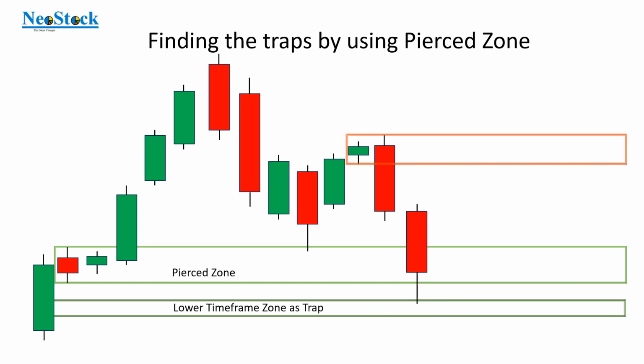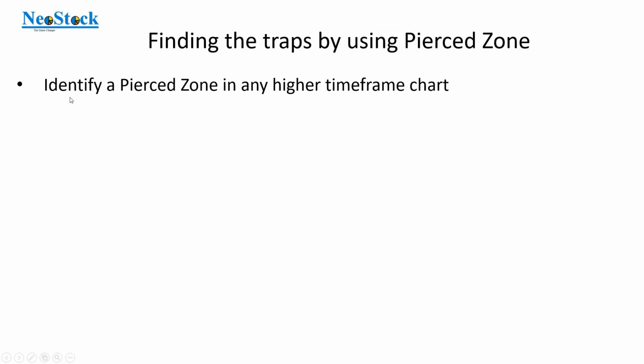That's why the procedure is very simple. Whatever I explained now, I put the same thing in text. First, identify a pierced zone in any higher time frame chart. Here is one important point I have to tell you. Generally, effective higher time frames can be daily, weekly, monthly. Sometimes you can even use 75 minutes. It's better if the 75-minute zones are high liquidity zones, then only use this strategy. High liquidity zones work with bull traps, bear traps, lower time frame zone horizons.